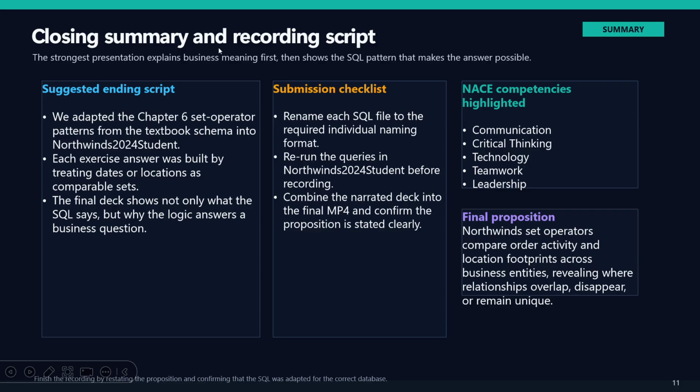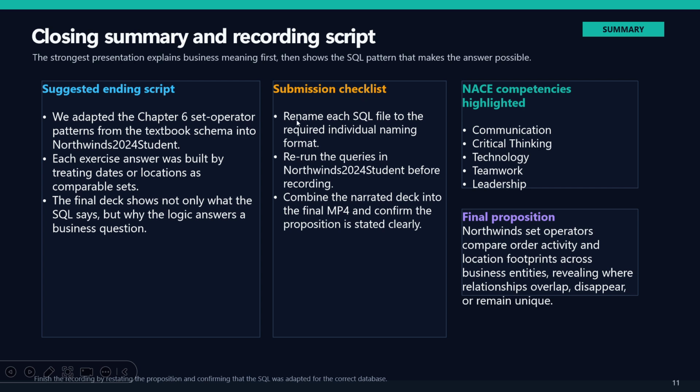Closing summary and recording script. So just the ending script. We applied the chapter 6 set operator patterns from the textbook schema into the Northwind 2024 student database. Each exercise answer was built by treating orders and locations as comparable sets. The final deck shows not only what the SQL says, but how the logic answers a business question.